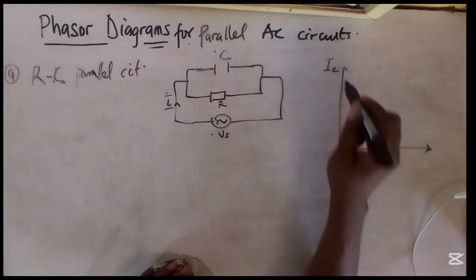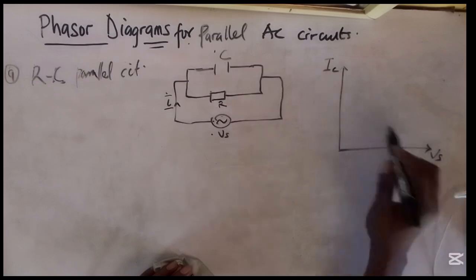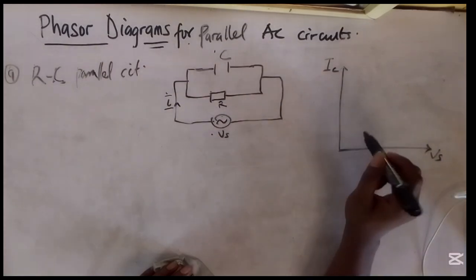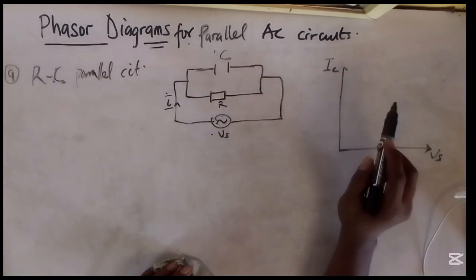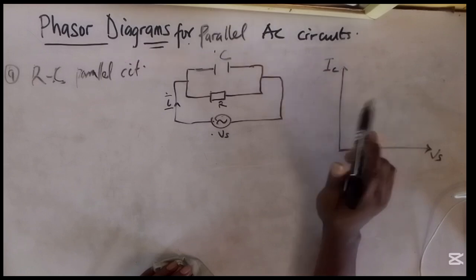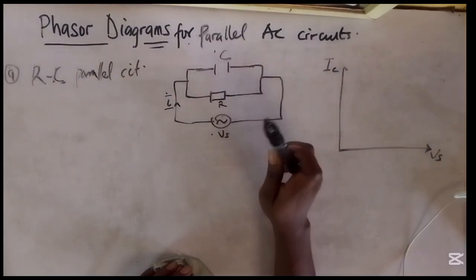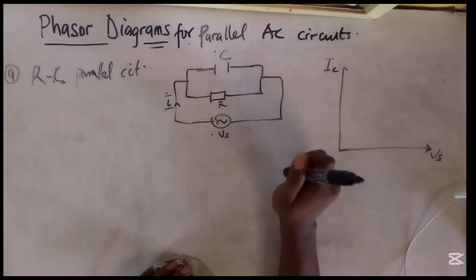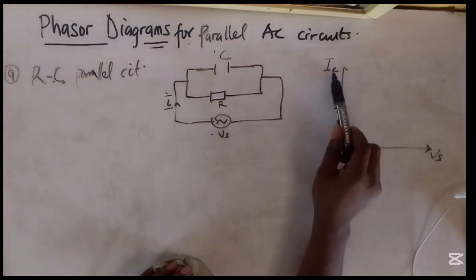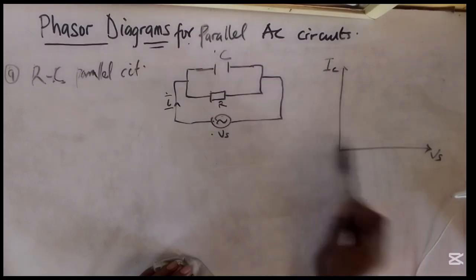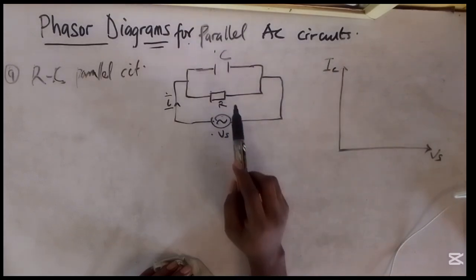So here we have IC and this is Vs. And in this case, we'll also see, just like we explained for the pure inductance connected in parallel with the resistor, that the current flowing through IC is leading the current flowing through R by 90 degrees.